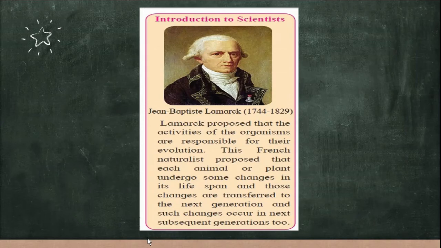The next work we are going to understand is regarding the scientist Lamarck, and we will understand the phenomenon of Lamarckism. Lamarck proposed that the activities the organisms carry out throughout their life are also equally responsible for evolution. He was a French naturalist, and he proposed that each animal or plant undergoes certain changes throughout its lifespan, and these changes are transferred to the next generation, and such changes occur in subsequent generations too. I'll explain with an example.